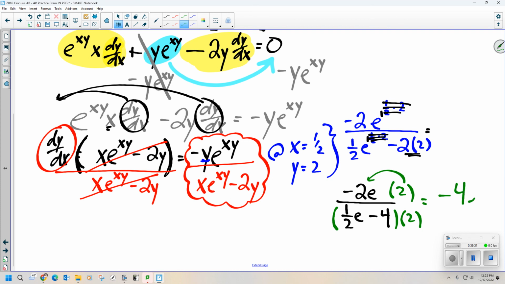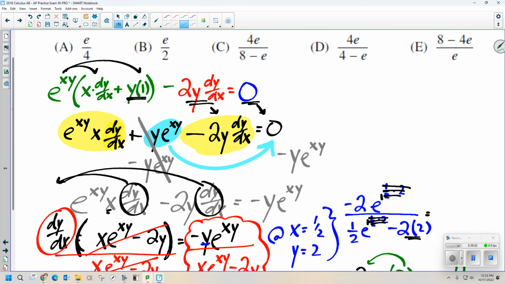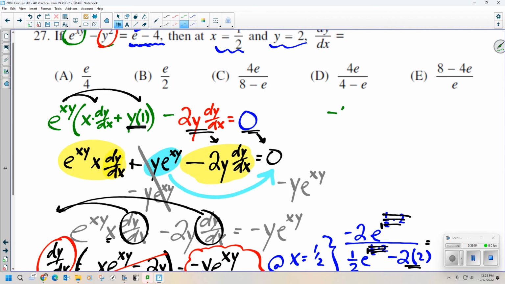That's negative 4e all over. That goes by 1/2 times 2, and I just end up with e. Minus 2 times 4 is 8. All right. Let's take a look at these. You might not see anything up top that has negative 4e over e minus 8. We ended up with negative 4e over e minus 8.